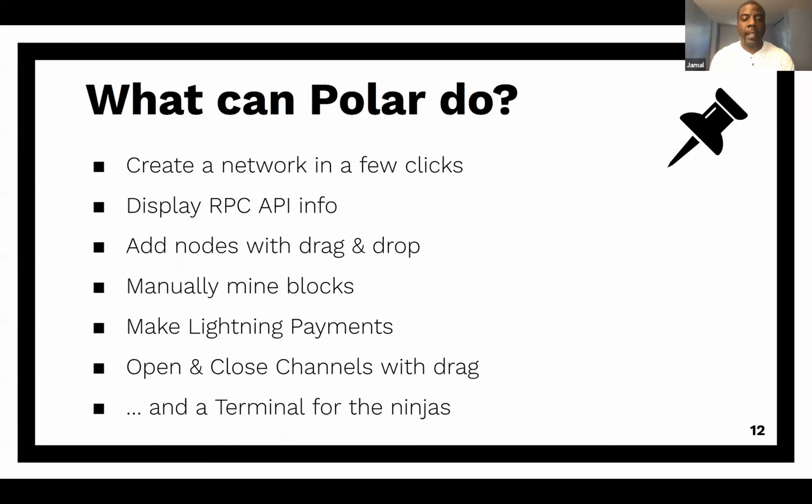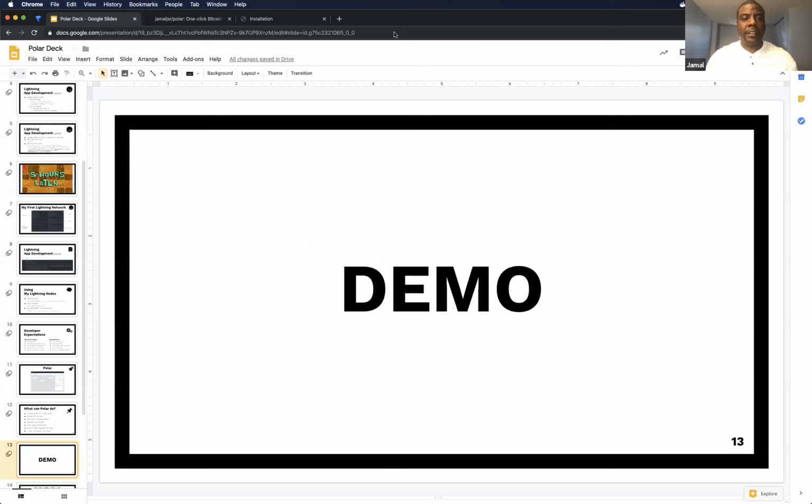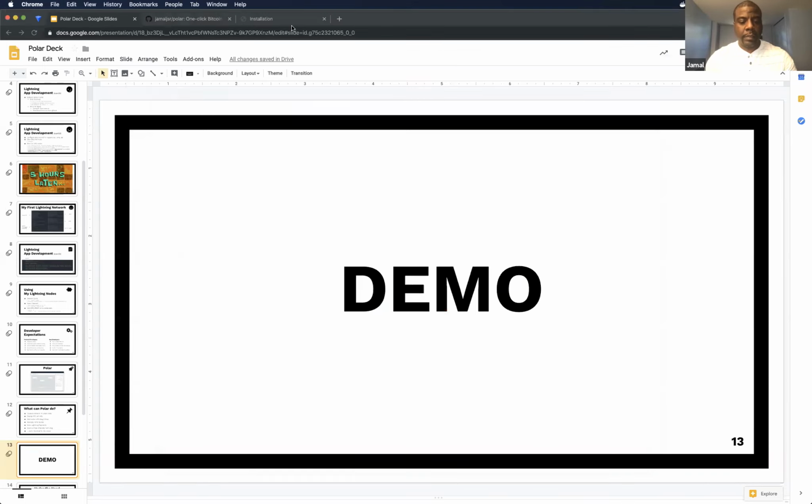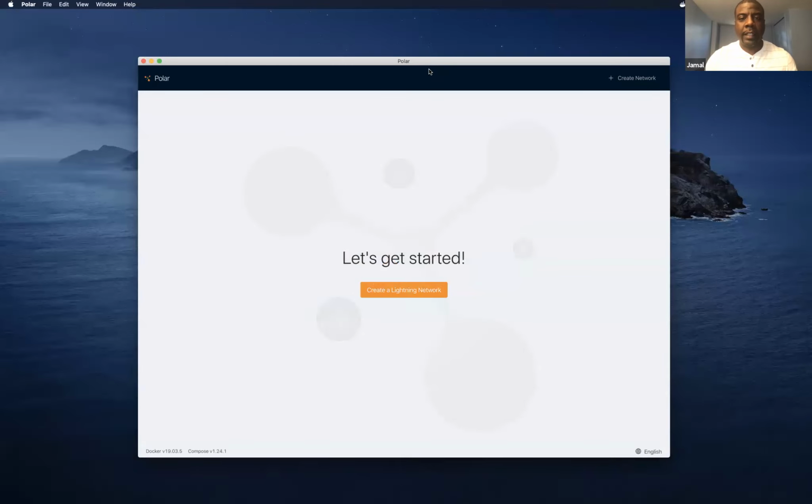You can quickly add nodes, mine blocks, make lightning payments from within Polar if you need to, open and close channels. And there's also a terminal there for the more advanced users that want a command line to be able to do full access to the nodes. So I'll jump into a quick demo and show you just how Polar works. So there's Polar. Let's minimize that.